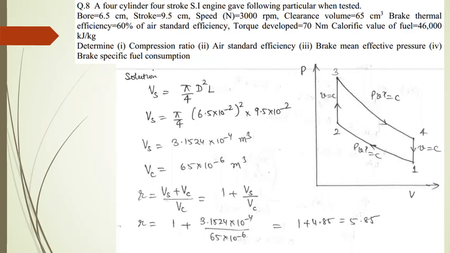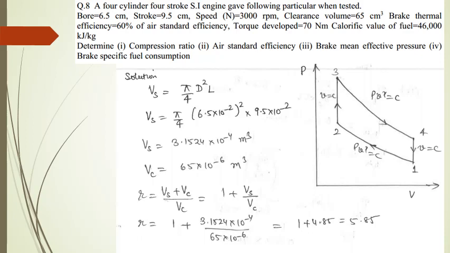A 4-cylinder 4-stroke SI engine gave the following particulars when tested: bore equals 6.5 centimeter, stroke equals 9.5 centimeter, speed equals 3000 rpm, clearance volume 65 centimeter cube, brake thermal efficiency 60% of air standard efficiency, torque developed equals 70 Newton meter, calorific value of fuel 46,000 kilojoule per kg. Determine the compression ratio, air standard efficiency, brake mean effective pressure, brake specific fuel consumption.